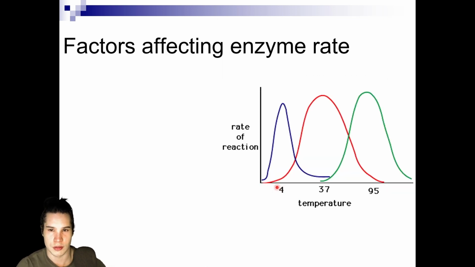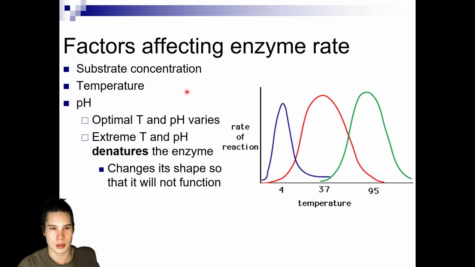All right, so factors affecting enzyme rate, like I alluded to earlier, you're going to have temperature and pH be the main contributors or environmental contributors to the activity of an enzyme.